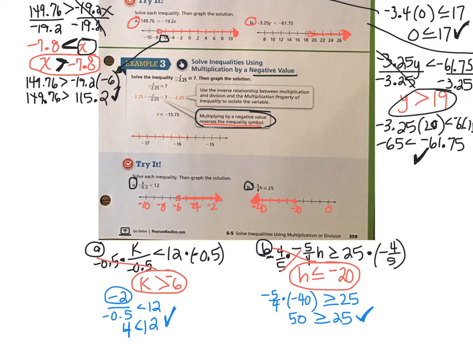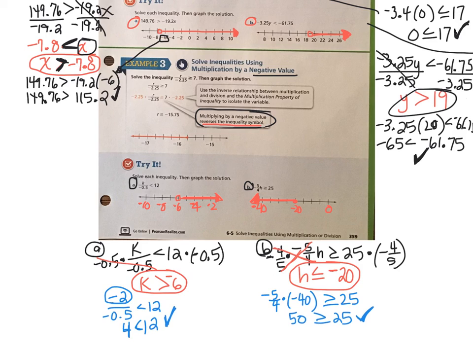In part B, you have a fraction in front of that variable, and just like with any fractions, when you're trying to clear them out of an equation or inequality, you have to multiply by that reciprocal relationship. So you'll notice that we flipped around that negative 5/4 and we made it negative 4/5. And then when you multiply that times 25, you get a negative 20. So there's our solution here.